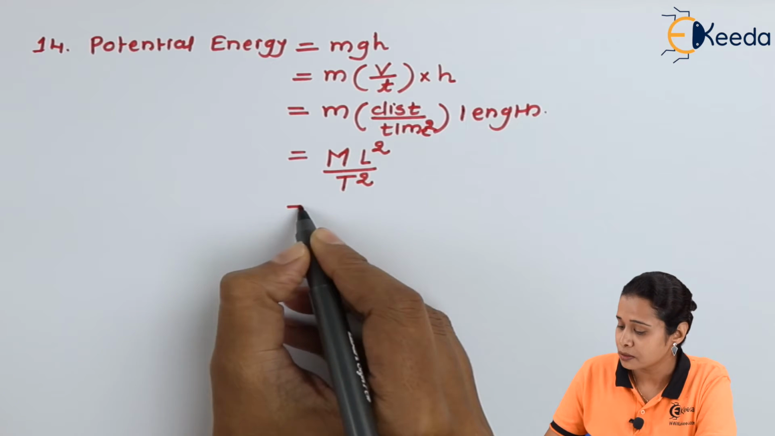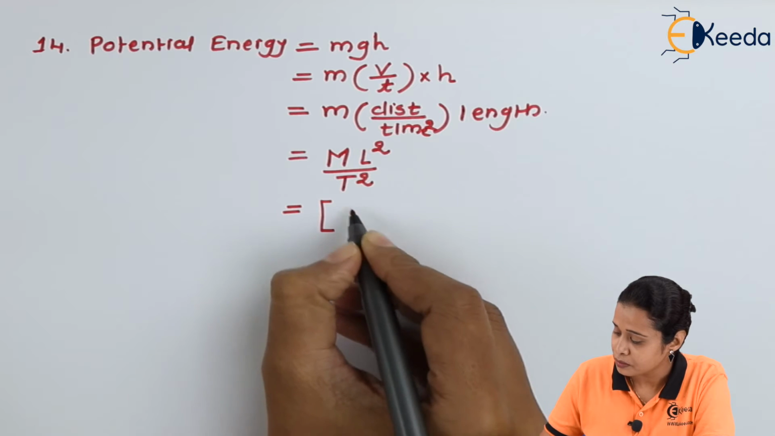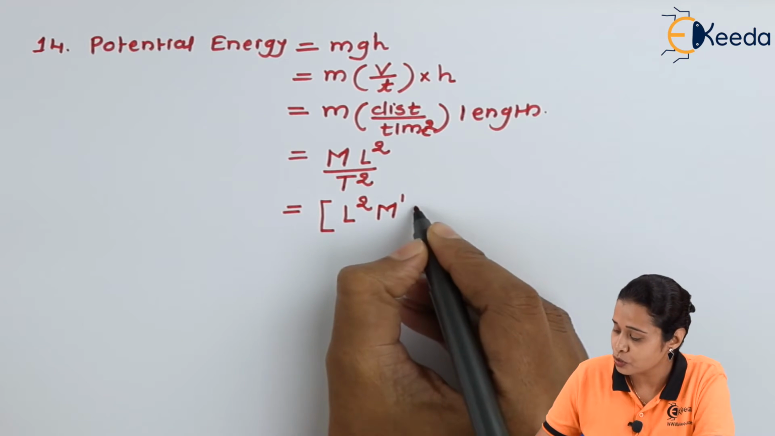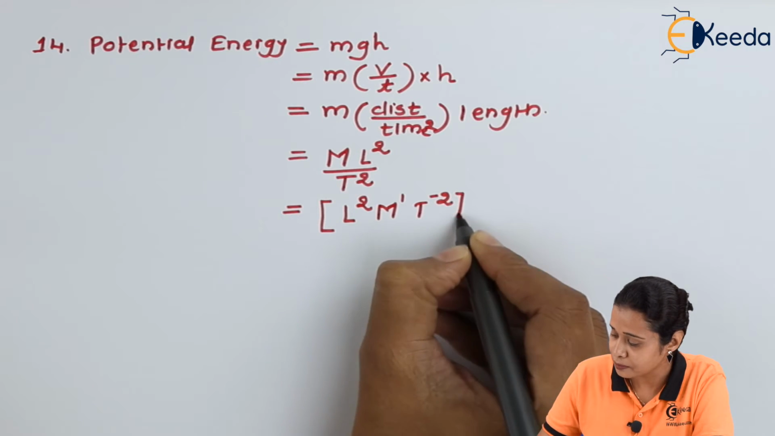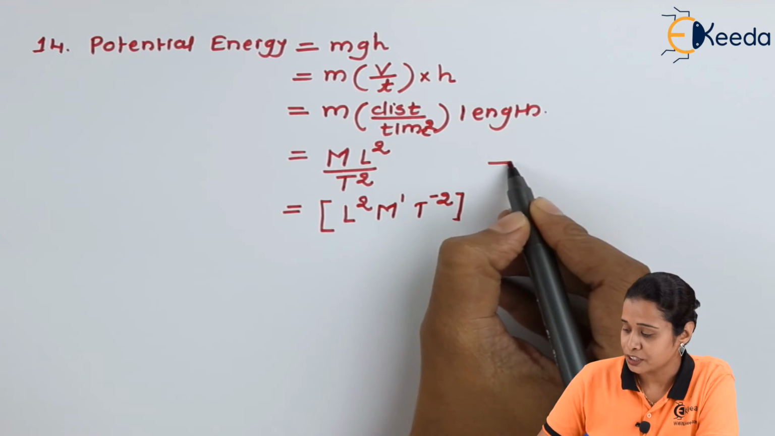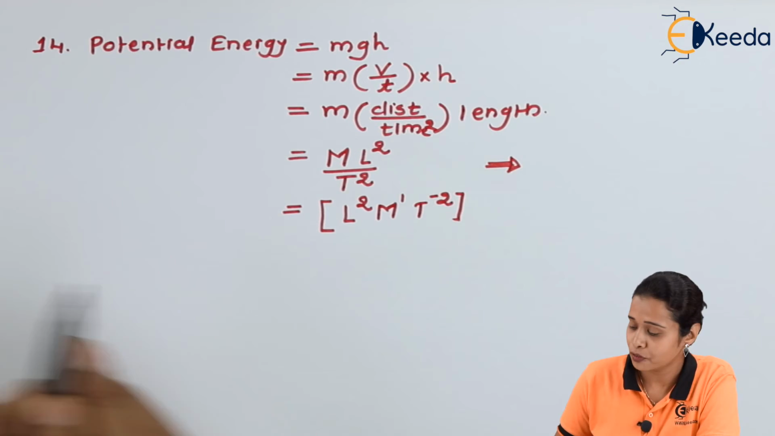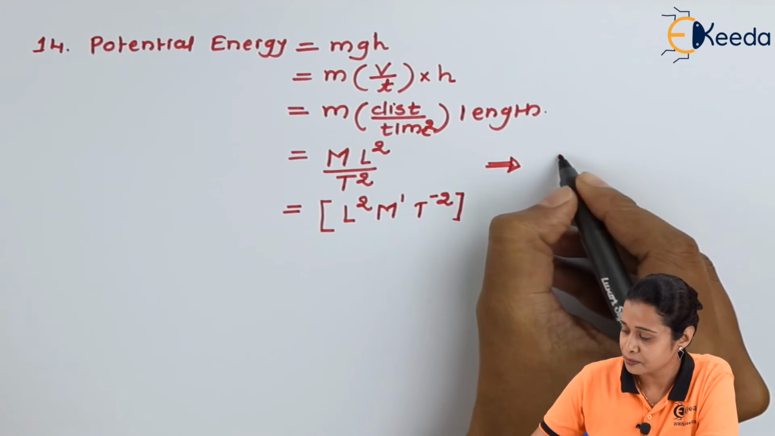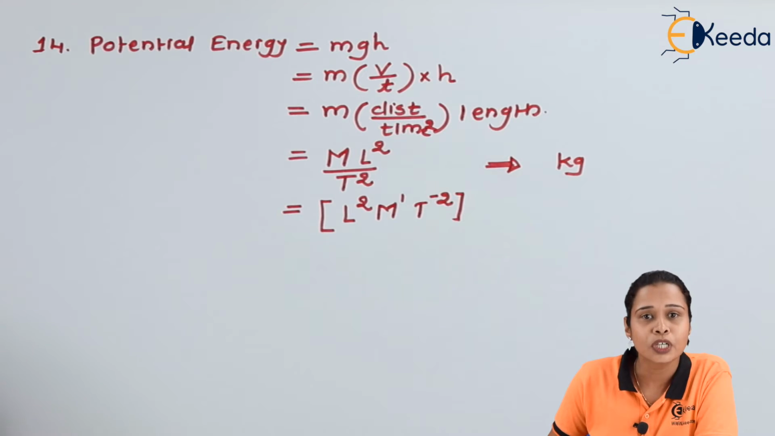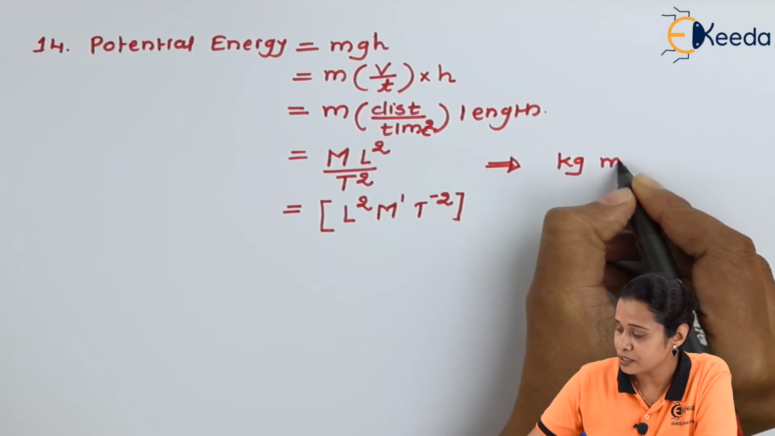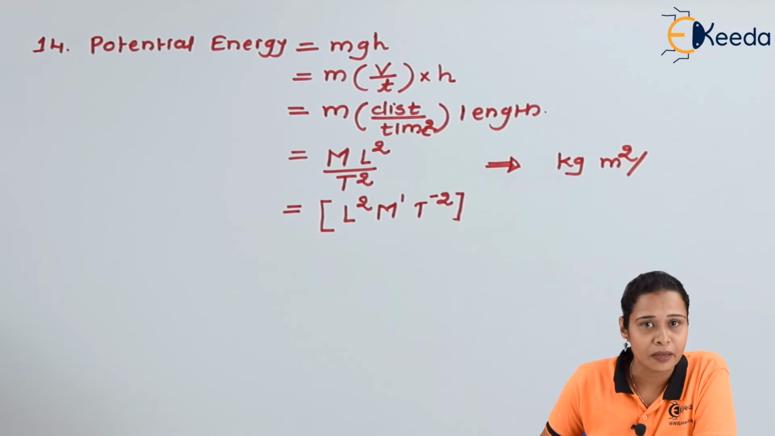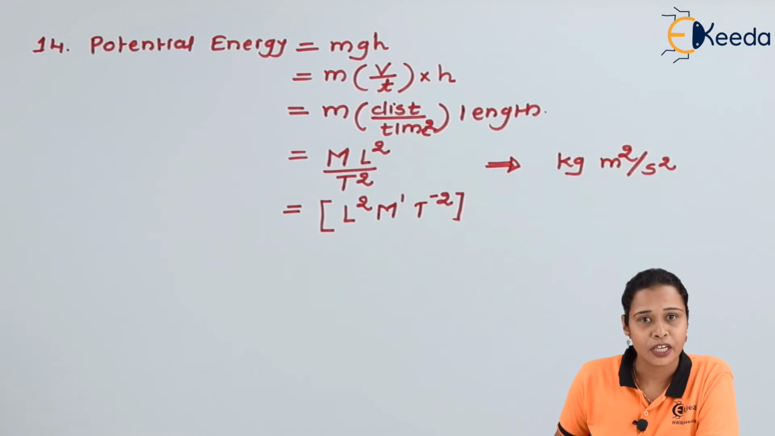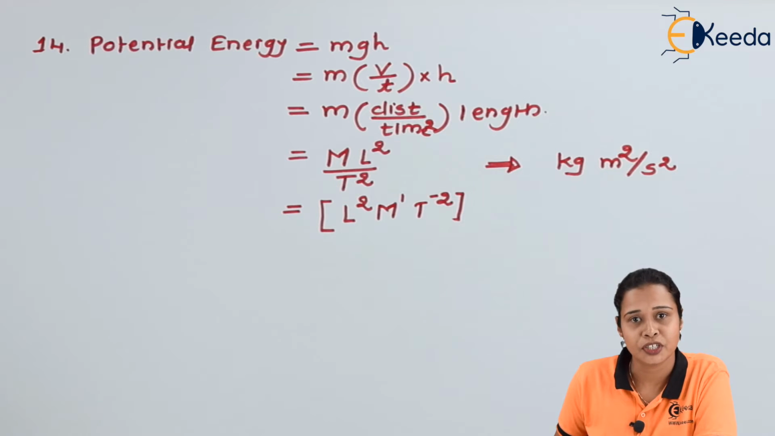The dimension for potential energy will be L2 m1, T is in the denominator, so we'll write T minus 2. If you want to write down the unit for potential energy, we can derive it from this equation. Here m is nothing but mass, so the unit of mass is kg. Length, unit of length is meter, so here we'll write meter square. And unit of time is seconds, so here we'll write second square. So in this way we can find out the unit and dimension for potential energy.